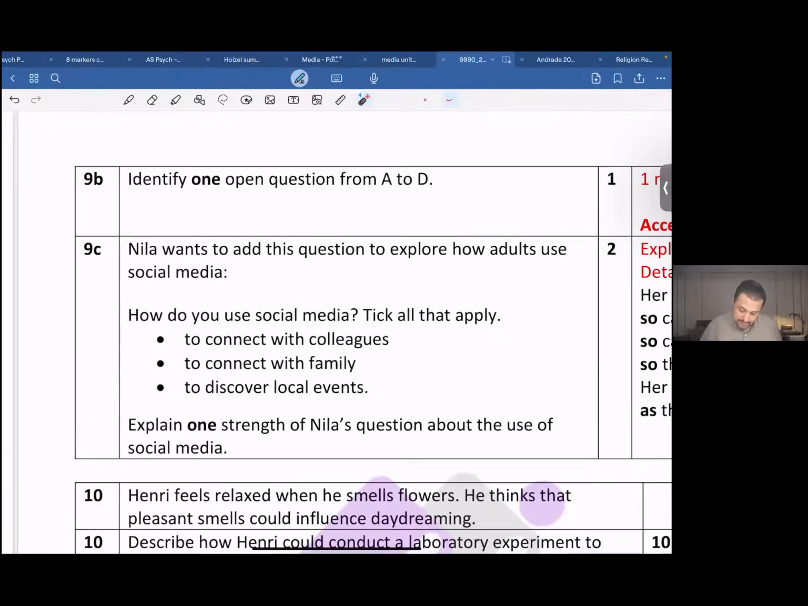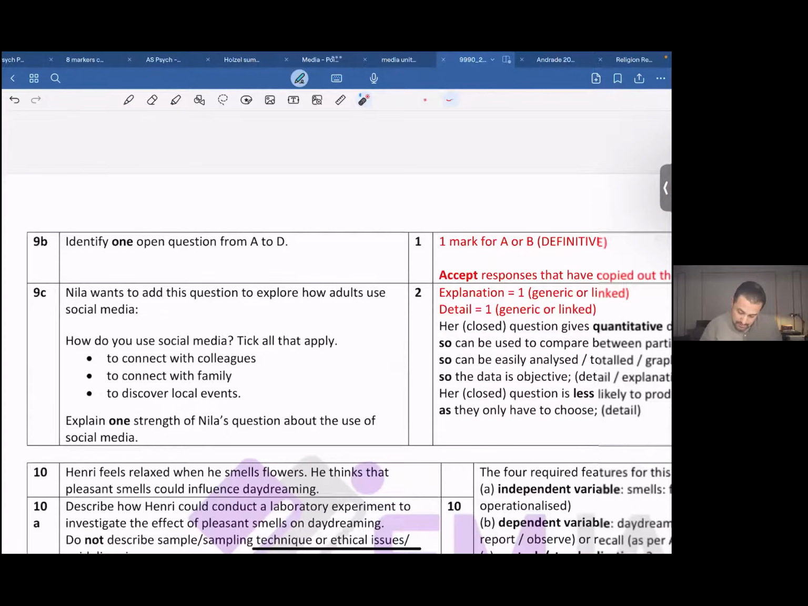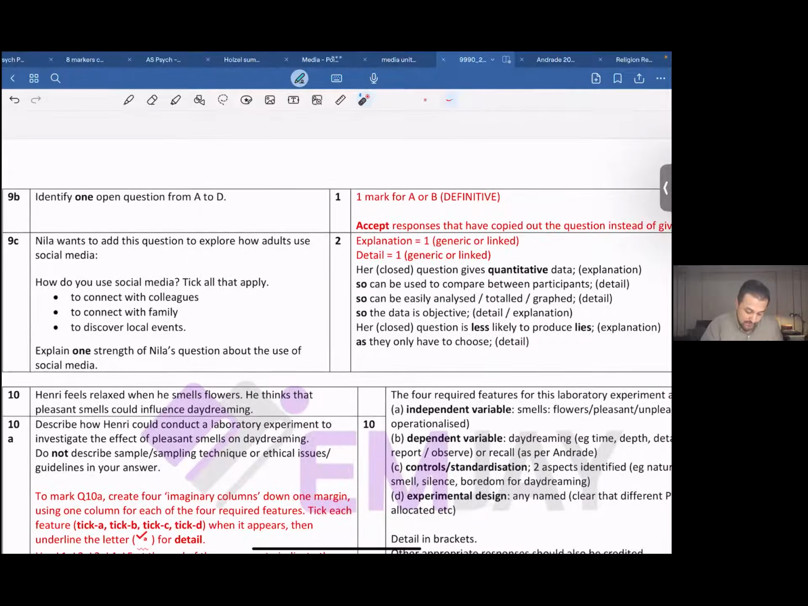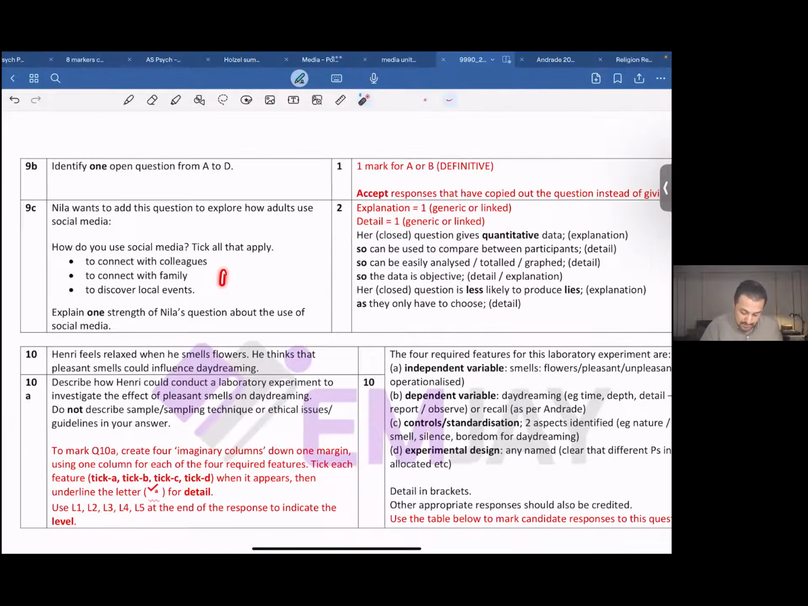Now we are asked to tick all that apply. You've been asked to explain one strength. So of course, if you've been asked to tick, this would end up helping you gather quantitative data. So her closed questions give quantitative data, so can be used to compare between participants. That's as easy as it could be. Alternatively, it can be analyzed, totaled or graphed, so the data is objective, or her closed question is less likely to produce lies as they only have to choose. Anything that works for you over here.